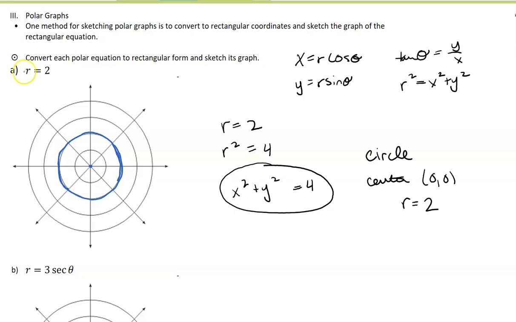So anytime you have r equal to a number, it's going to follow this same pattern. R equals a number is always a circle centered at the origin with that radius. So hopefully that's starting to give you an idea of what polar coordinates actually represent. R is the radius of a circle.